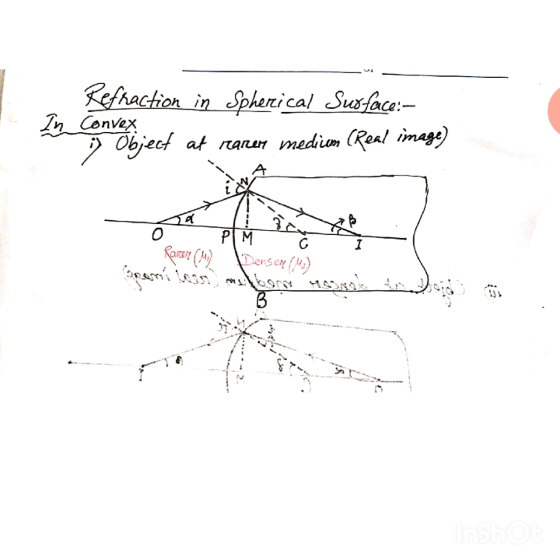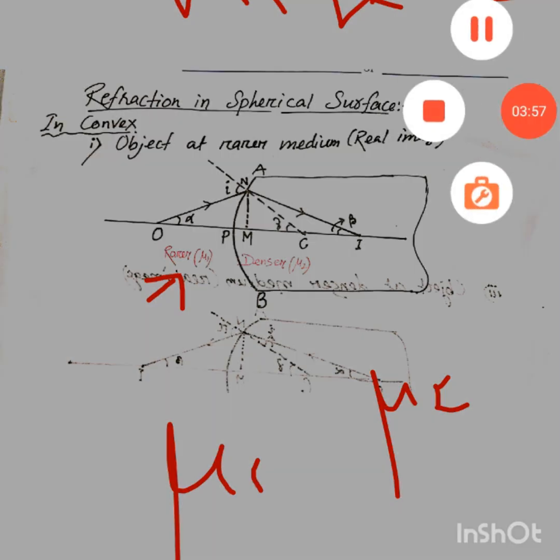Here you can place the object at the rarer medium, or you can place the object at the denser medium. The rarer medium has refractive index mu1, I have written mu1, and the denser medium has refractive index mu2. You can write n1 and n2 also. These are the refractive indices. It's up to you how you write.